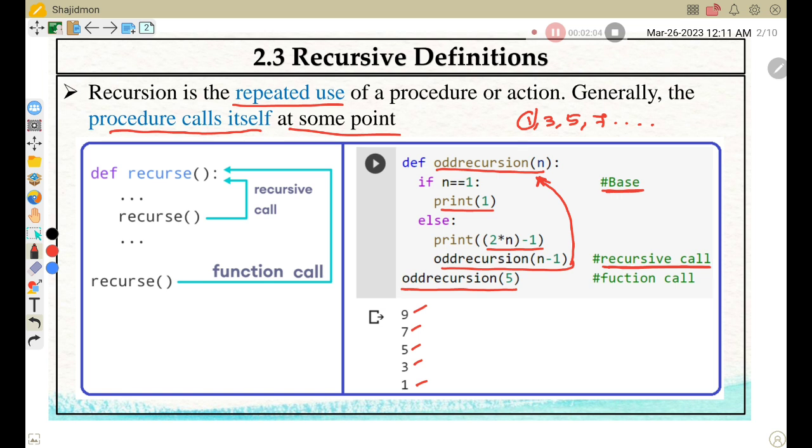And here one base call is there. Base call means the starting initial step, or input step. That is the base call. If n equals 1, the first odd number, it will print 1. Otherwise, this process will repeatedly use the same code, odd recursion n, with its smaller version, or the procedure calls itself. That is the meaning of recursion here. See, the procedure calls itself at some point. Here the procedure is calling itself, odd recursion n minus 1. So this is the meaning of recursion.